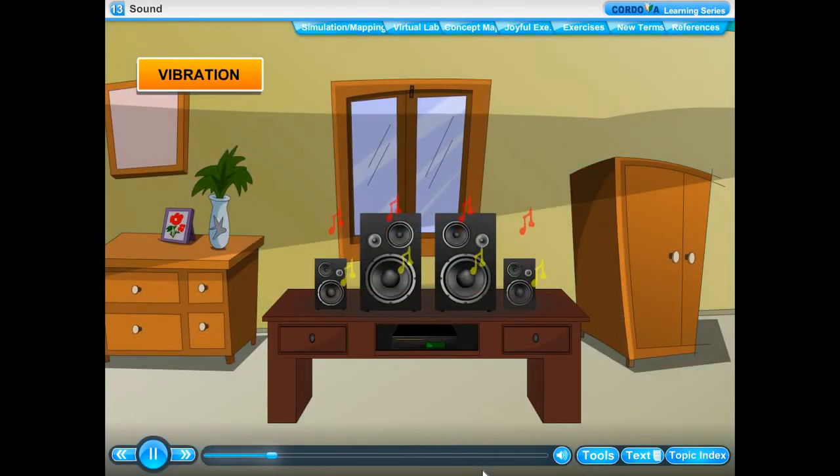Vibration. A vibration is a rapid back and forth movement of a body about its mean position. A sound is produced because of a vibration.